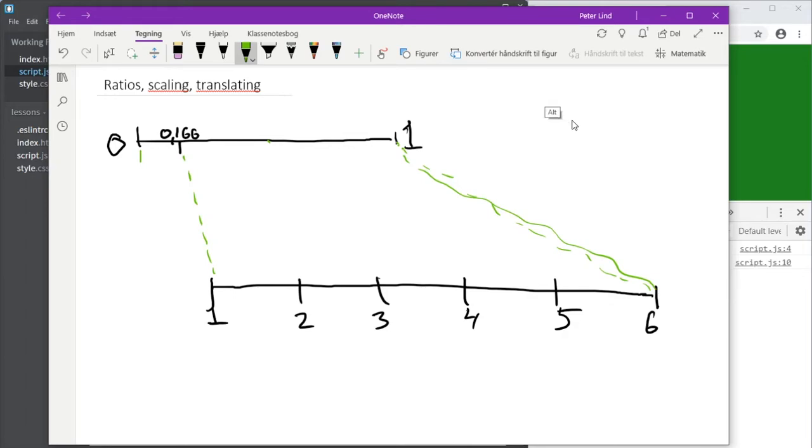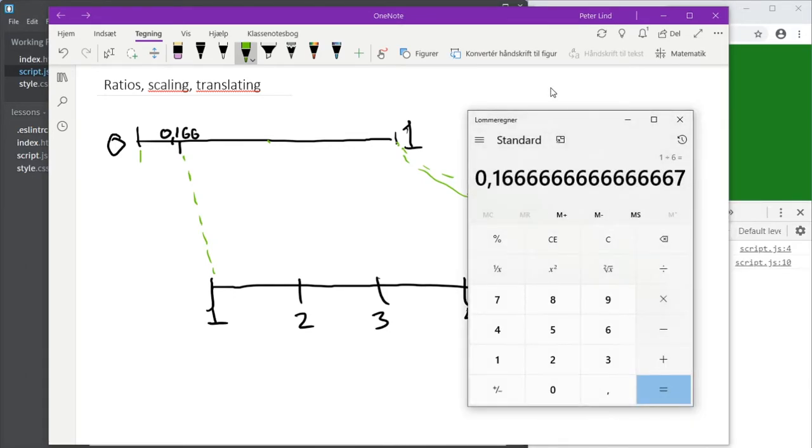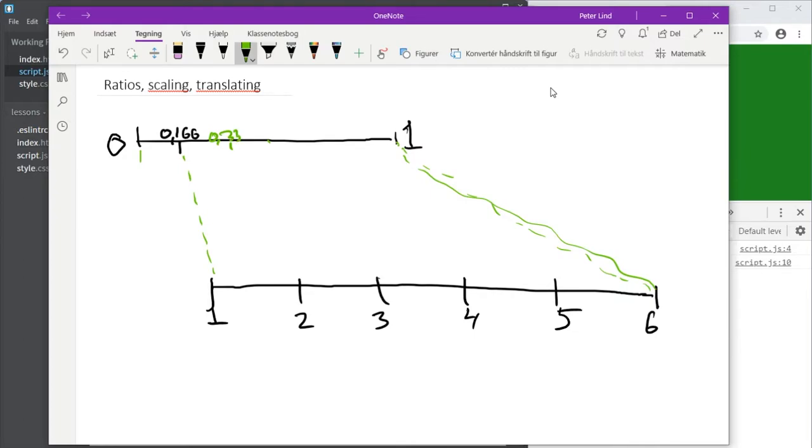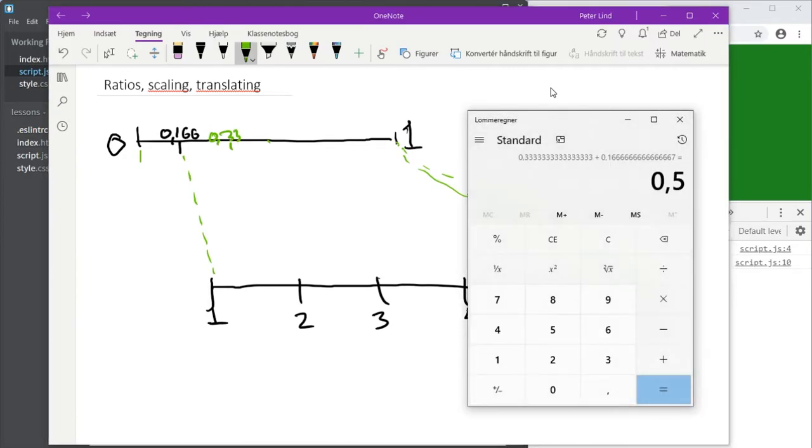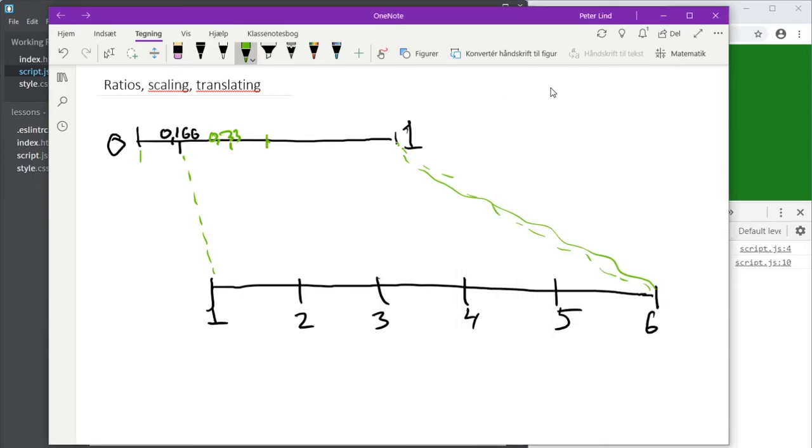And then the next, and now I need the calculator again. So I can just add, that would be 0.33. And if I add again, that would be around here. And now I'm drawing in green, 0.5. And I can see 0.66. And the last one, 0.83. So 0.5 would be 3.